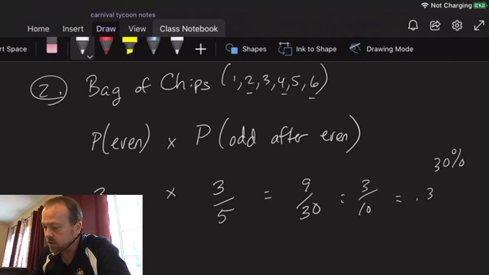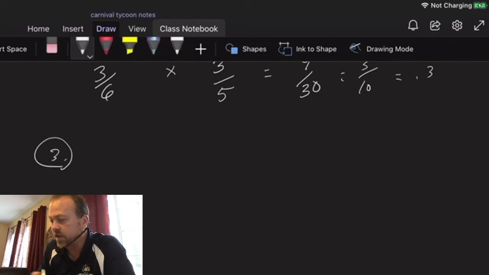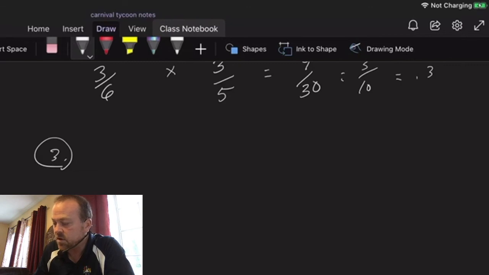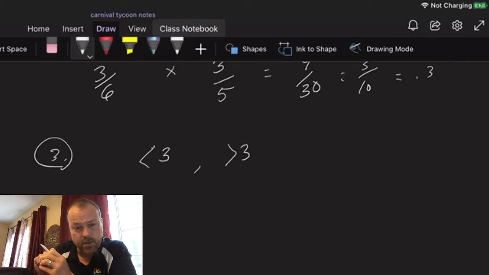All right, and our third example will also be the bag of chips, but this time, for example 3, we want a chip that is less than 3, and one that is greater than 3. And this is without replacing, so we pick the one that is less than 3 out, and then pick one that's greater than 3. Notice, equal is not in there.